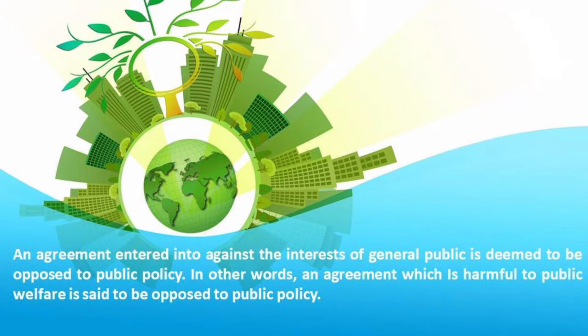Such agreements are agreement in restraint of trade, agreement in restraint of marriage, agreement in restraint of legal proceedings, wagering agreements, agreement to commit a crime, and agreement with an alien enemy. Why do these agreements go against public policy? If you enter into these sorts of contracts, then the contract is declared to be void. Let us analyze one by one.